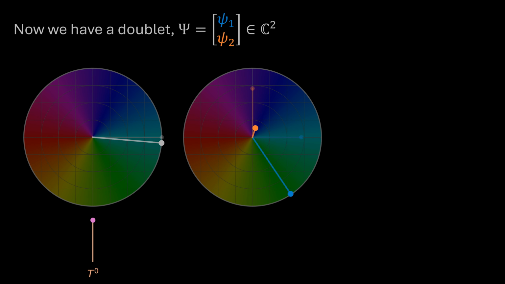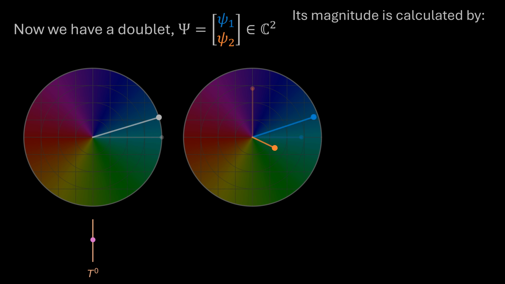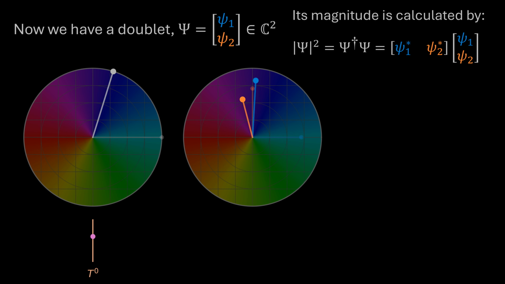Well, naturally, the question comes up, how exactly do we calculate the magnitude of a doublet? And the answer is, the magnitude squared of the doublet is calculated as psi dagger psi, where dagger is the transpose conjugate. So you flip psi horizontal, take the complex conjugate of its components, and then multiply that by psi. And when you evaluate that, you end up seeing that, okay, that's just the sum of the magnitude of psi 1 squared plus the magnitude of psi 2 squared. And so that's how you calculate the magnitude of a doublet. It's the square root of the sum of the magnitude squared of its complex components.